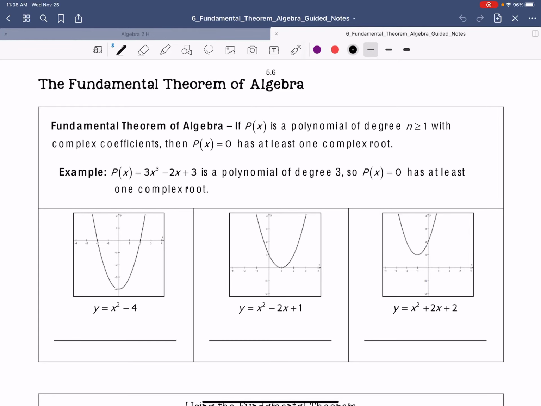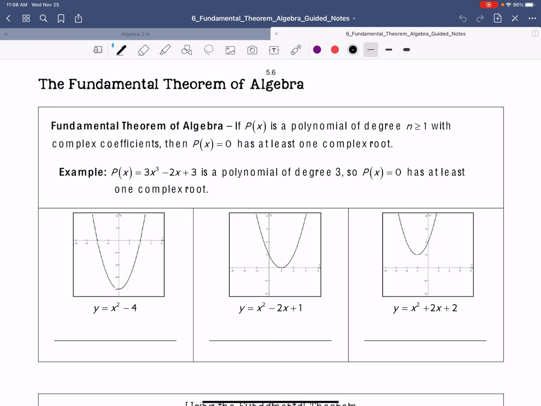Welcome to Notes 5.6. We're going to be talking about the fundamental theorem of algebra. What the fundamental theorem of algebra says is, if p of x is a polynomial of degree n greater than or equal to 1 with complex coefficients, then p of x equals 0 has at least one complex solution.